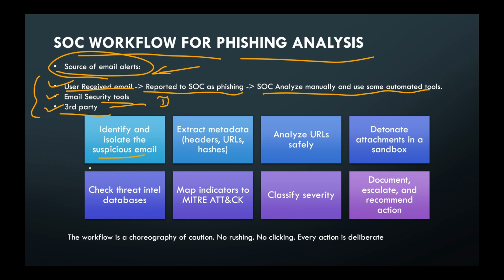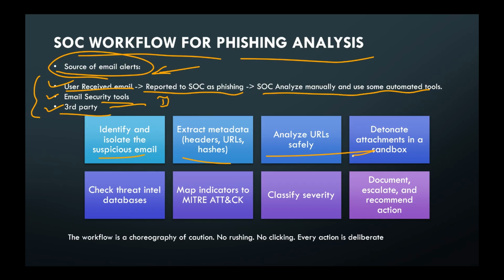So step number one, identify and isolate the suspicious email. First things first, the SOC team gets alerted about the weird email. You don't click it, you don't reply, you quarantine it, safely pulled away from users so it cannot do any damage. Step number two, extract metadata like headers, URLs, hashes, etc. So we pull out the juicy details: email header, sender info, malicious URLs, attachments, or even file hashes. So it's like CSI for emails.